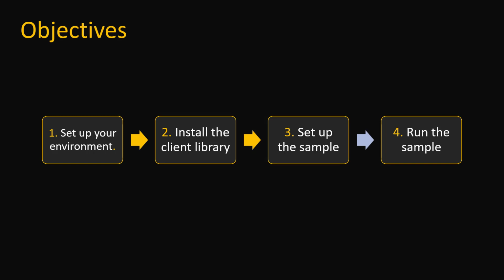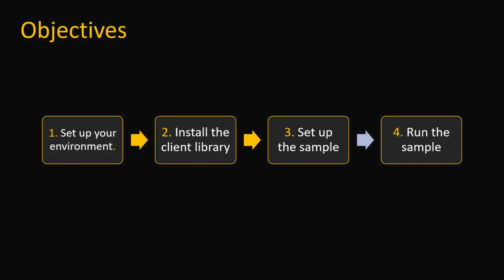APIs via Python are. So for this particular video, we have the following objectives. We'll learn how to set up the environment. We'll install the API client library for Python. We'll set up the sample, we'll run the sample application, and then we will enhance a particular use case of reading emails from the Gmail APIs.